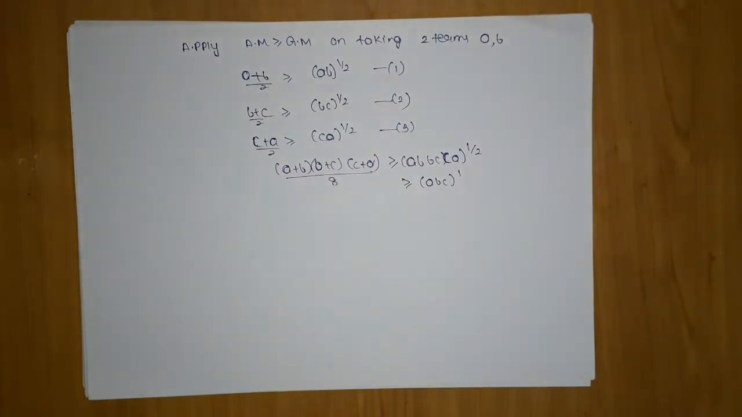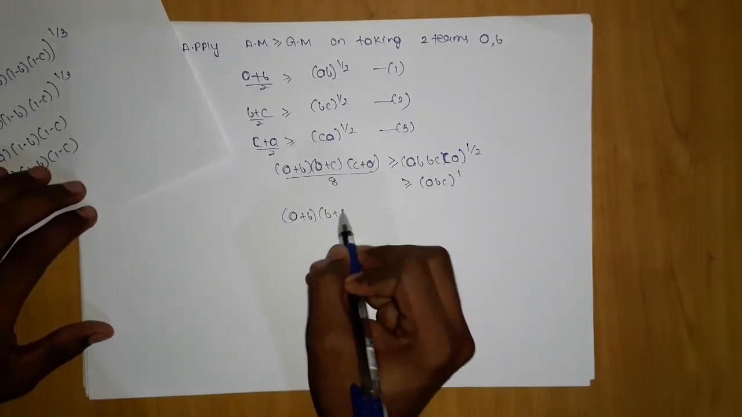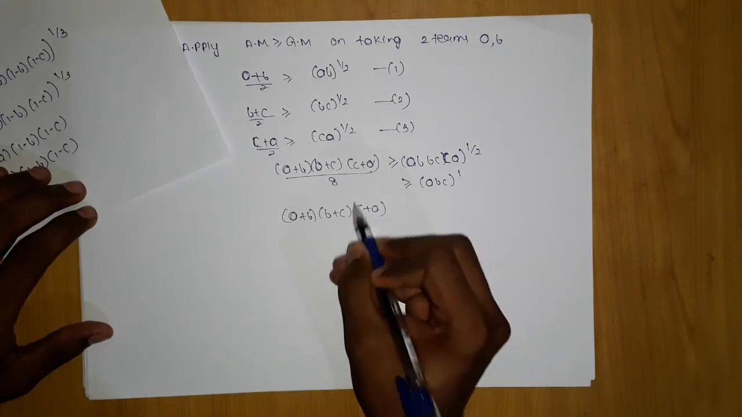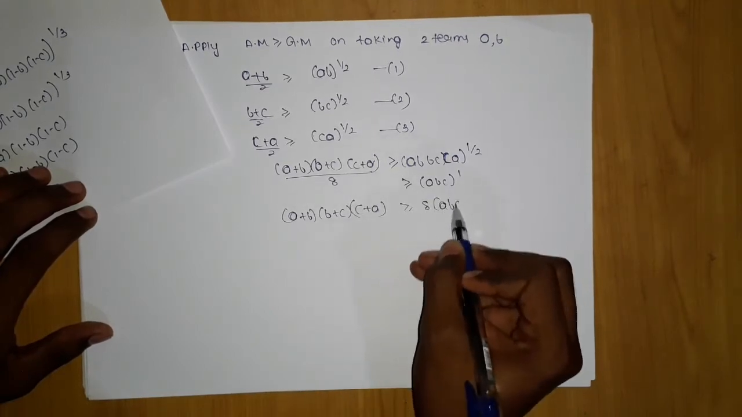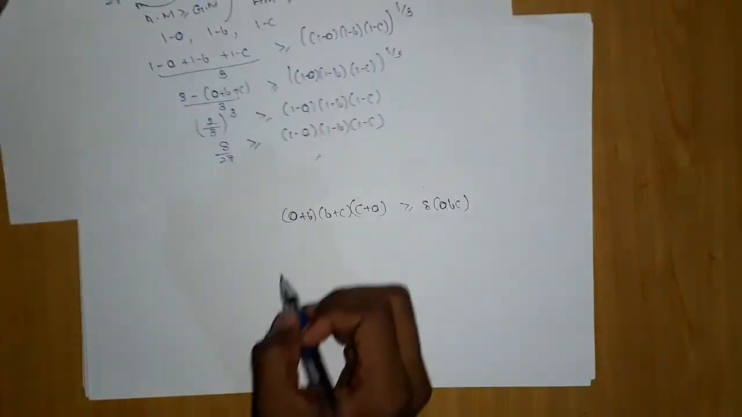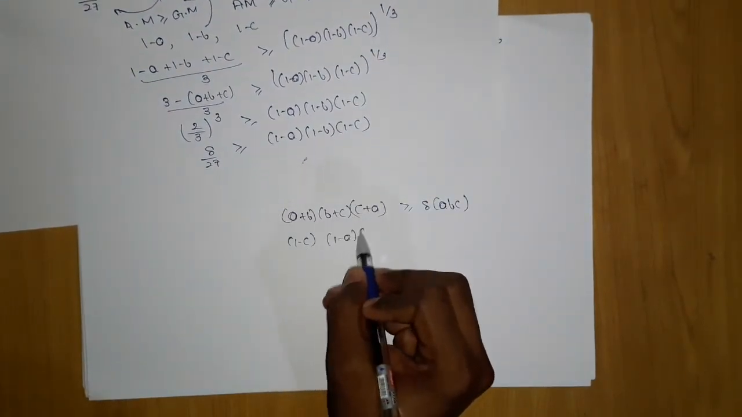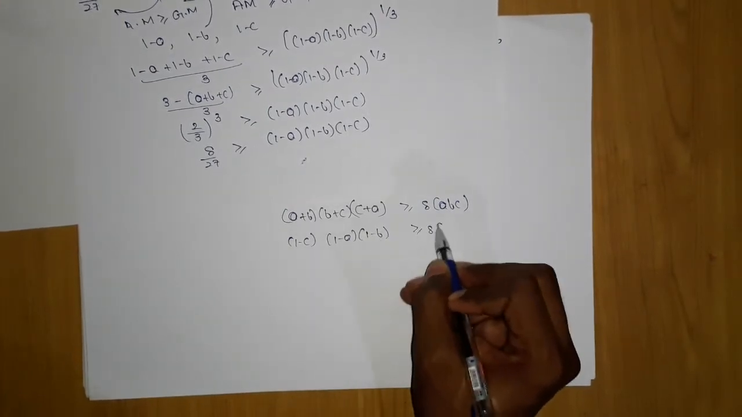So what we can do, here we are getting 8. We are stuck here. If I multiply here, I am left with (a plus b) into (b plus c) into (c plus a) greater than or equal to 8 times abc. Is there any information? Yes, a plus b plus c is equal to 1 is given, so we can write a plus b as 1 minus c, b plus c as 1 minus a, and c plus a as 1 minus b, greater than or equal to 8abc.